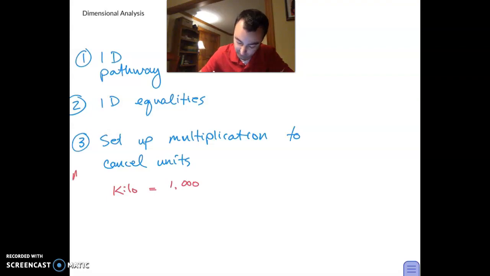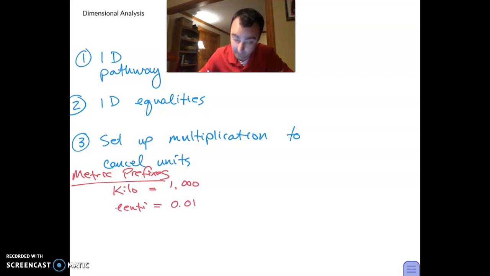Okay, so these are metric prefixes. Should have labeled this metric prefixes. So the 3 that you really need to know for this class are kilo is 1,000, centi is 1/100th, and milli means 1/1000th.